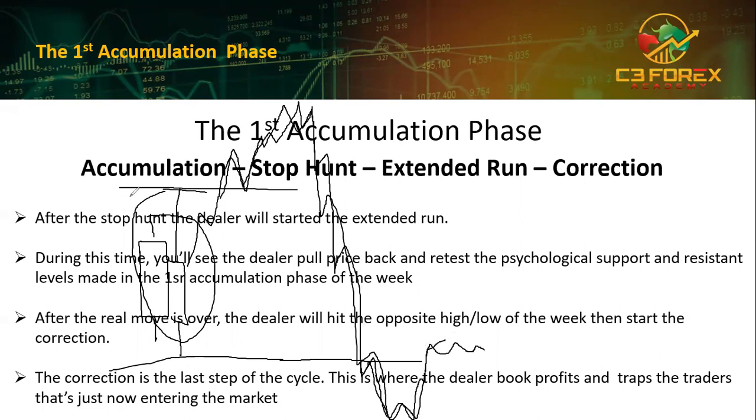All right. When they broke the high of the first accumulation phase, they came back down to retest before they got out of there. And when they broke the low of the first accumulation phase, they pulled back to retest before they got out of there. Okay?